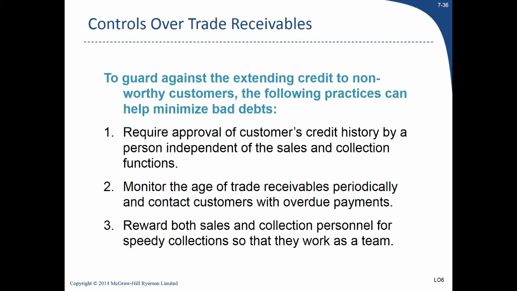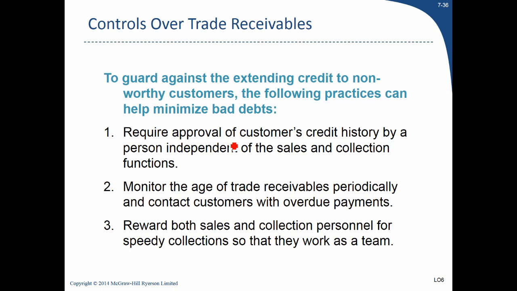Okay, so what are some controls over trade receivables? The first thing you want to think about is what could go wrong with trade receivables. Well, the worst case is extending credit to non-worthy customers. You want to minimize bad debt. So what are some examples of controls that might be in place at a business? And these actually exist. This happens in the real world. What are some examples of controls that might be in place to prevent a company from extending credit to a customer who might not pay them?